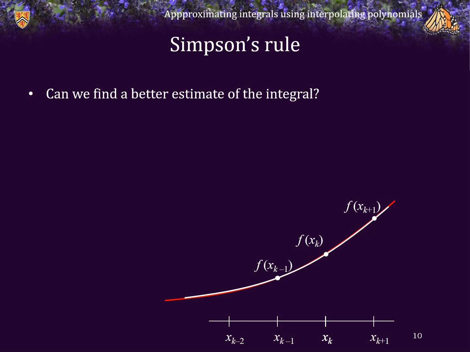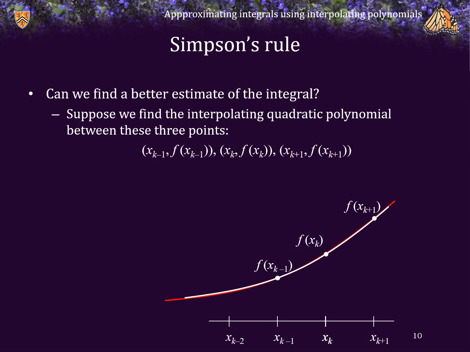So can we find a better estimate of the integral than even the trapezoidal rule? Well, what should come to mind is interpolating polynomials. Let's take 3 points, the 3 points we see here, and let's find the interpolating quadratic between these 3 points. Now, you can do this yourself. Just shift the x values towards 0 by subtracting x sub k from each of them. You can find the interpolating quadratic and integrate that quadratic function from the shifted points being from negative h to positive h.